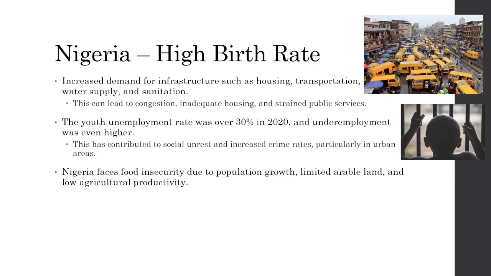Nigeria faces food insecurity due to the population growth. There's not enough food to go around, not enough accessible and cheaper food, because people also have to pay for their food. And that's why subsistence agriculture is prominent in the rural areas. There's limited arable land in the urban areas, though, and very low agricultural productivity as a result. Malnutrition rates are high, particularly among children.